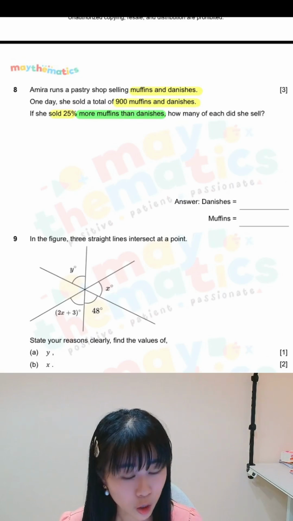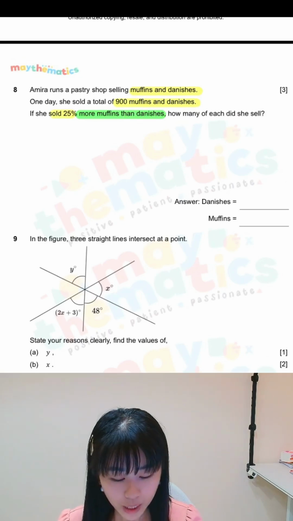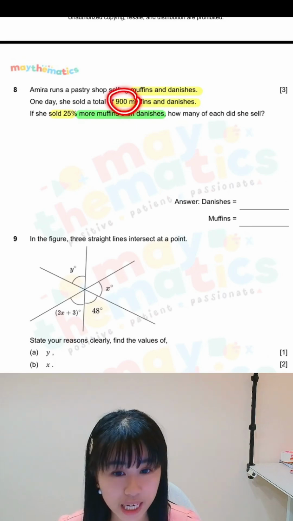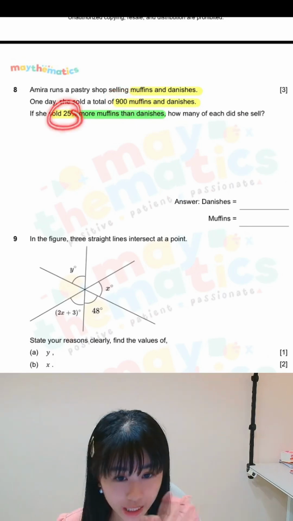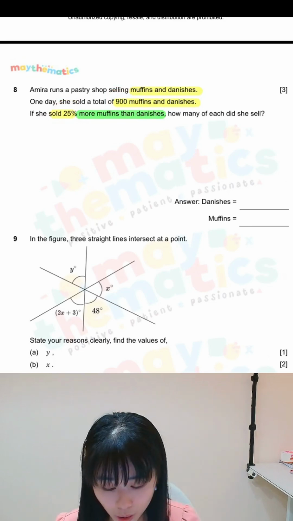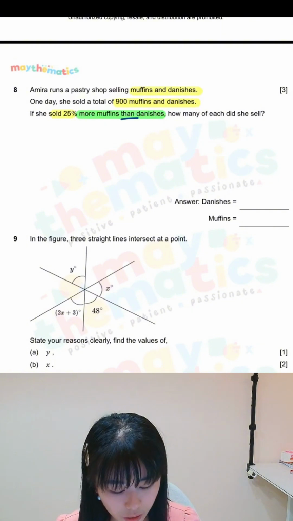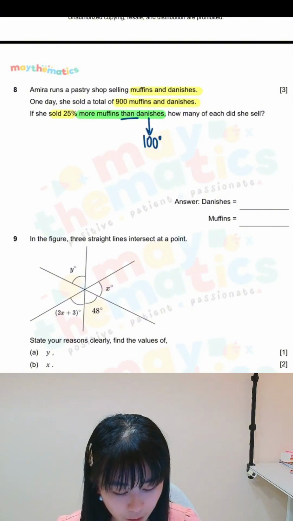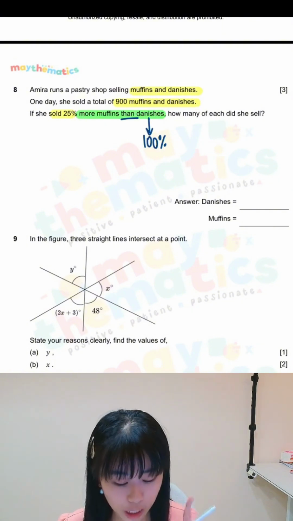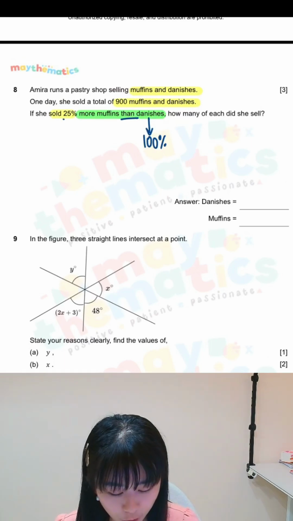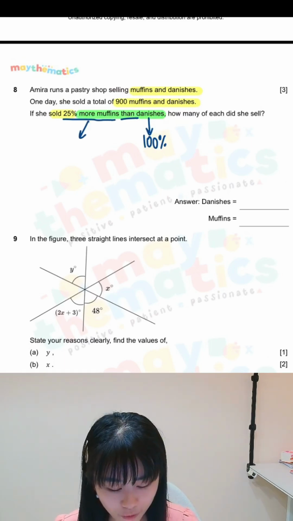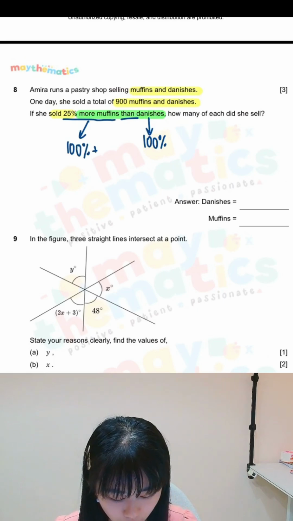Okay, so this one, you cannot treat this whole thing as 100%, then you go and find 25%. No, it doesn't work that way, because there's a keyword "than". After the keyword "than", this is always your 100%. Okay? So garnishes is 100%. You sold 25% more muffin. Your muffin is 100% plus the 25%.